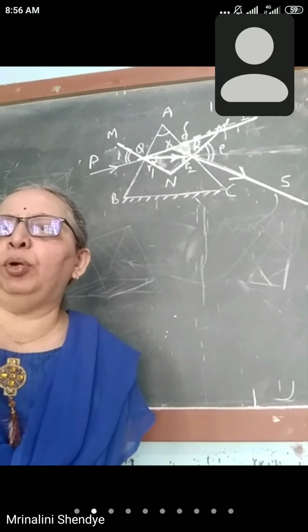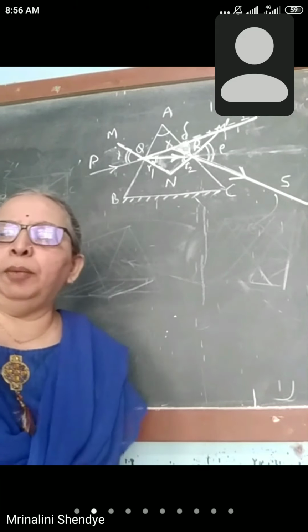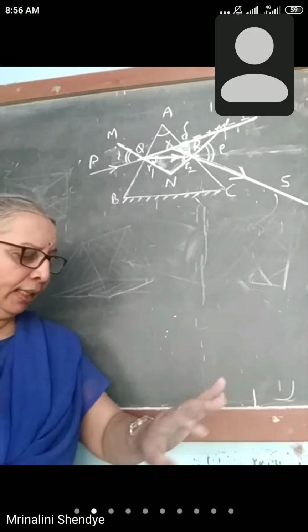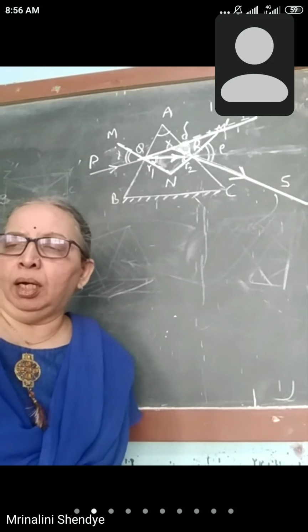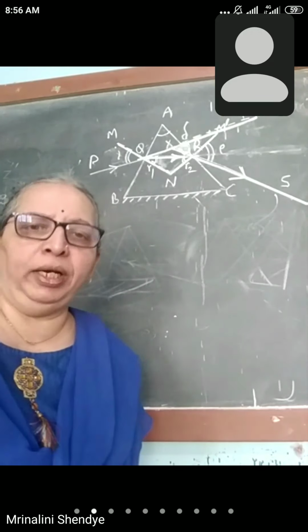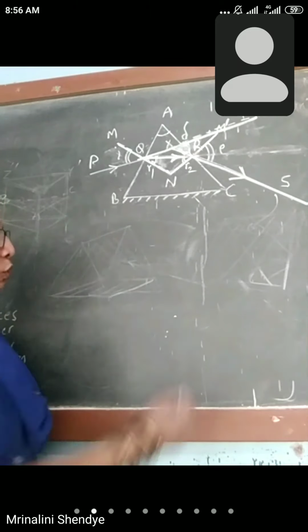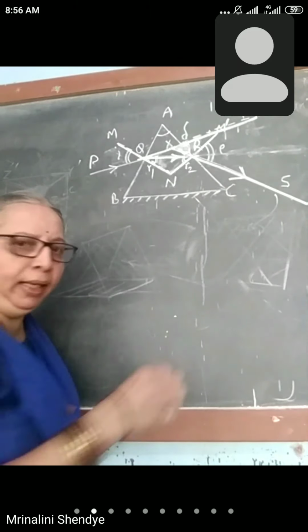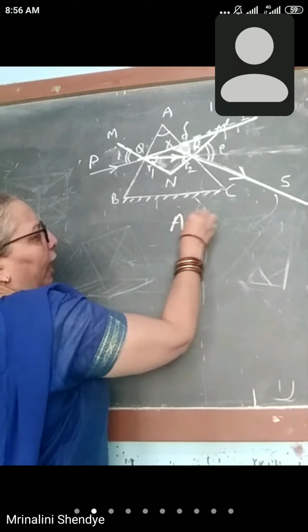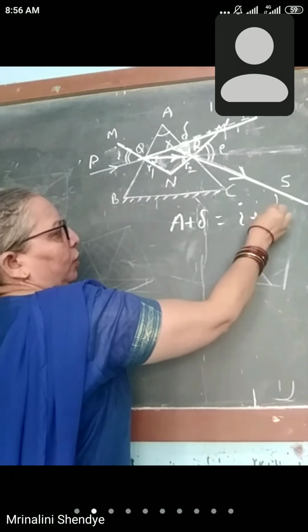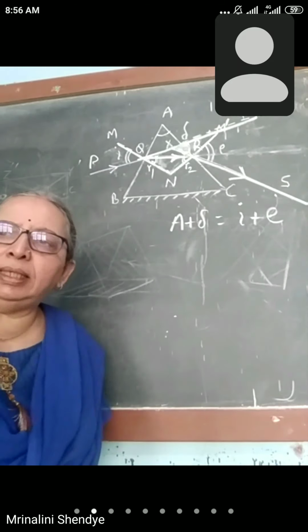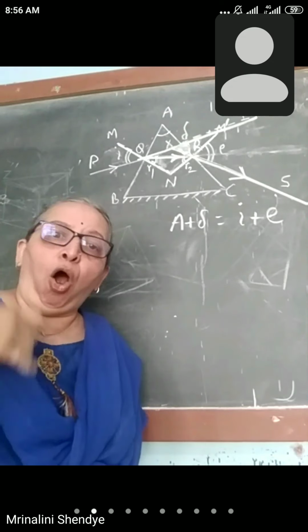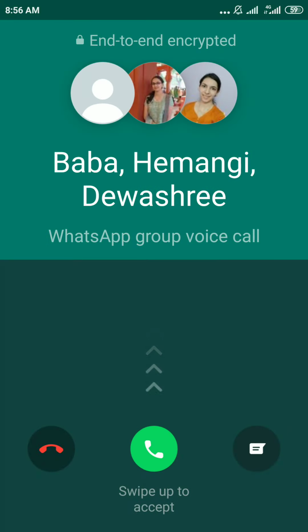जो मैंने बोला वही बुक में दिया है. अगर बोर्ड आप लोगों को ठीक से दिखाई नहीं दे रहा है तो आप लोग बुक में से जॉइन कर सकते हैं, देख सकते हैं. So when we use geometry, we get the relation A plus delta is equal to I plus E. This relation I will prove next day. Next time मैं वो prove करूँगी.